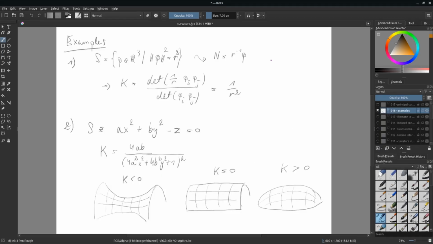So let's give an example. Very simply, let's take the sphere, not the unit sphere, but all the points at distance r from the origin. It's very easy to see that the normal vector here is simply p divided by r, because I want to normalize it. You don't need to care too much about this, but essentially the curvature is going to be 1 over r squared.